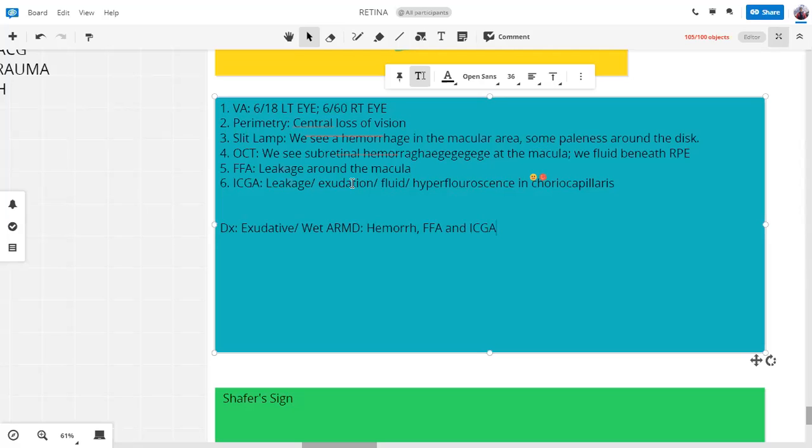Now, why do we need to perform these investigations? I've told you the rationale that ICGA is trying to better visualize the vessels, the choriocapillaris, the vessels of the middle layer of the eye. Why do we need to? How does this relate to the pathology of this disease?